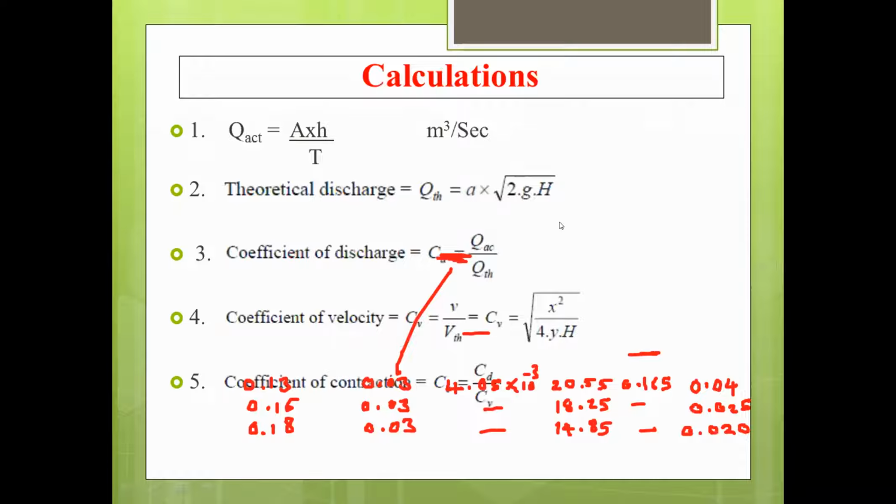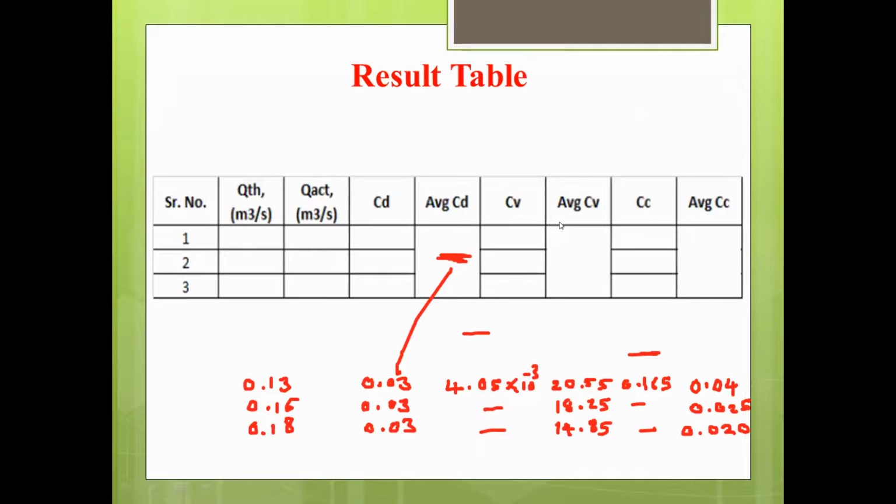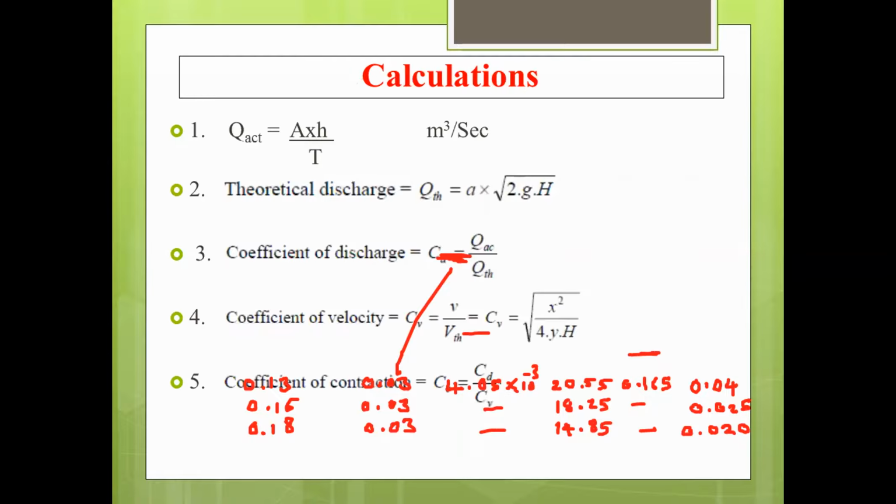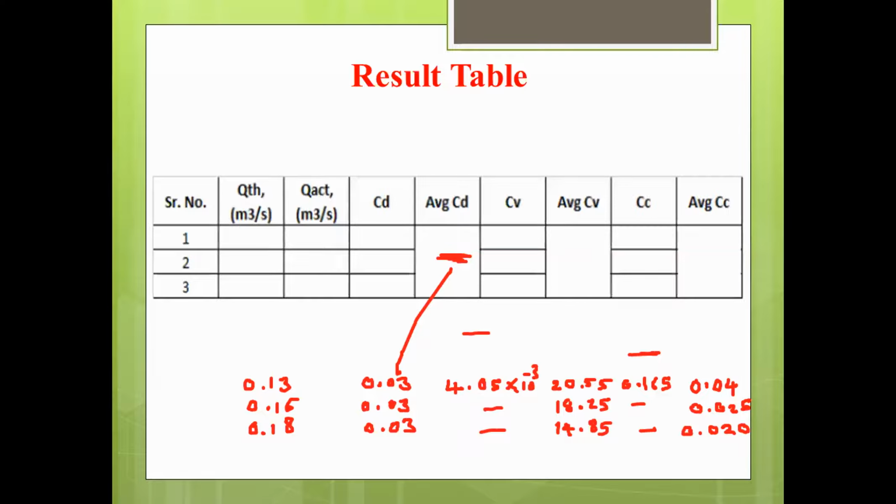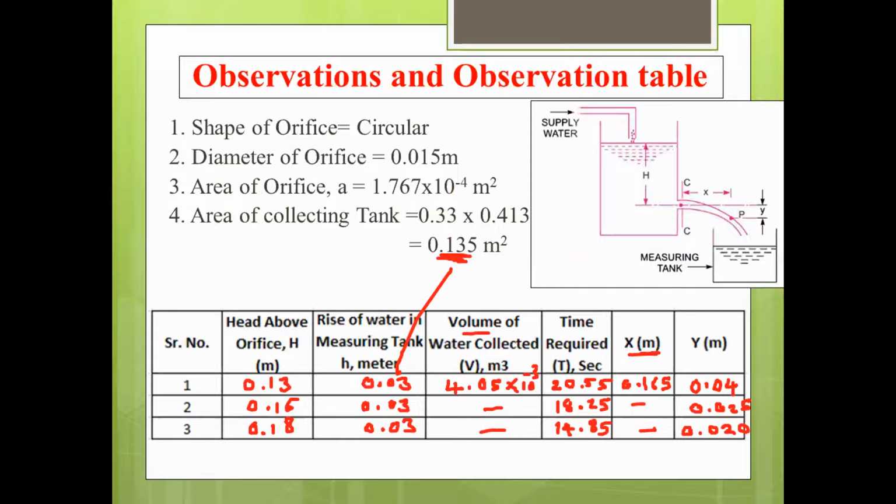Now let us do the calculation here. Q theoretical, Q actual, CD, CV. What is the formula for Q theoretical? Area of the orifice. What is the area of orifice? 1.767 into 10 to the power minus 4. This is the area of orifice multiplied by under root of 2gh.